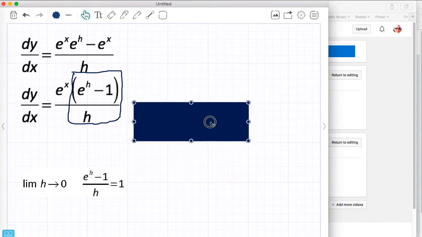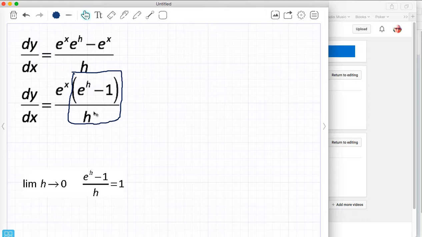That means that we can ignore this, that's just 1, and we're left with e to the x. And that's why the derivative of e to the x is simply e to the x.